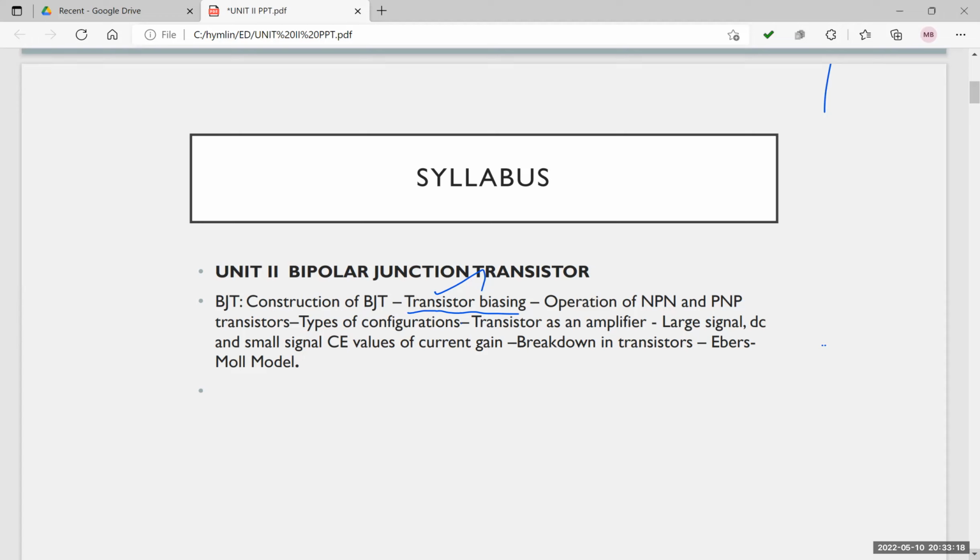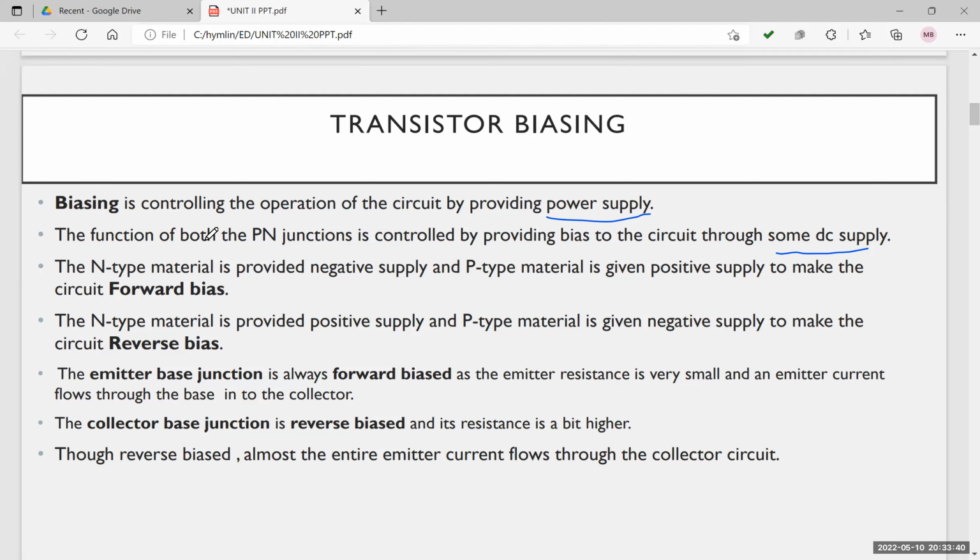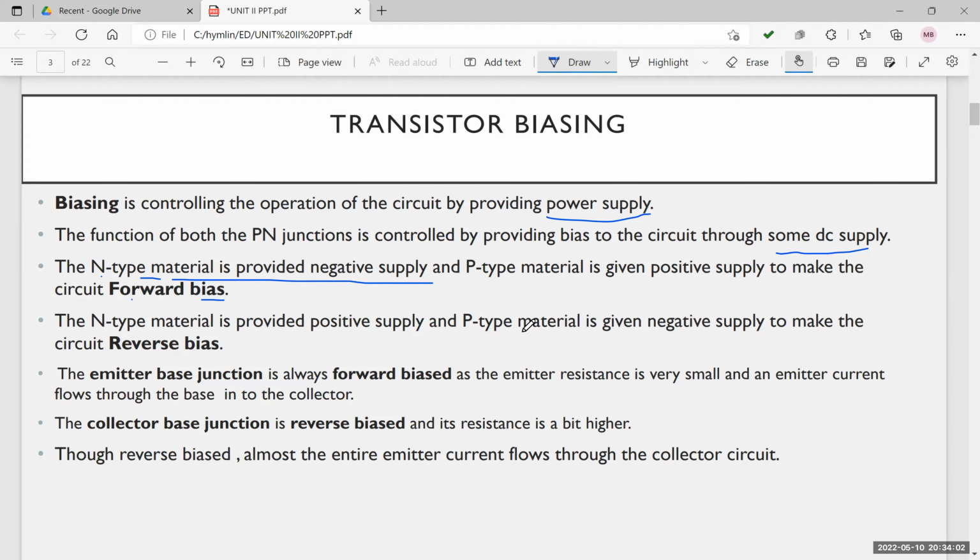So transistor biasing is the process of setting the transistor DC voltage to the correct level for amplification. That is nothing but transistor biasing. In order to make your transistor operate as a linear amplifier, it should be properly biased. If the N-type material is provided with a negative supply and the P-type material is given a positive supply, we know this is forward biasing. Similarly, if the N-type material is provided a positive supply and the P-type a negative supply, it is called reverse bias. These things we have discussed in the PN junction diode, right?